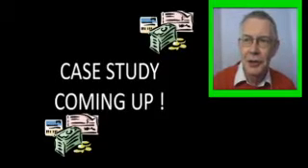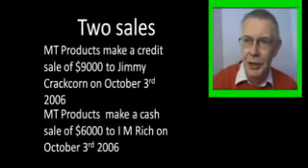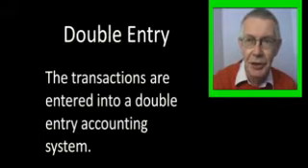Here is a typical situation. MT Products make a credit sale for $9,000 to Jimmy Crack Corn on October the 3rd, 2006. MT Products make a cash sale of $6,000 to I Am Rich on October the 3rd, 2006. These transactions have to be entered as double entries to the accounting system.